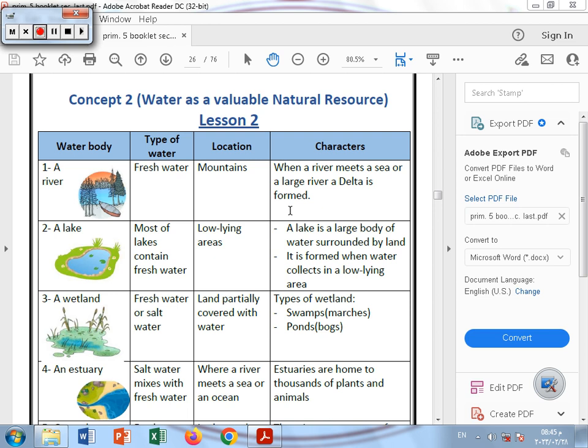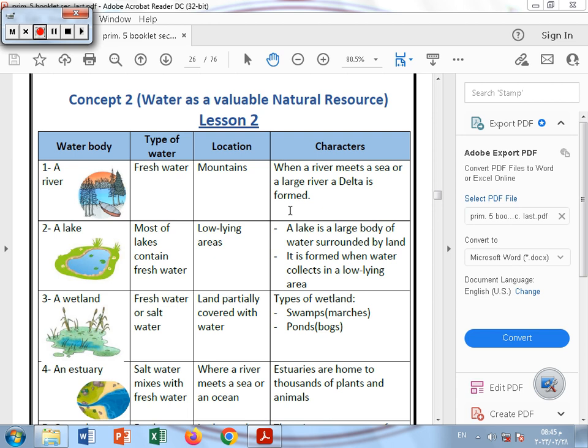Water body number 2 is a lake, and we know that most lakes contain fresh water, as we said in the last lesson. The location of lakes: lakes can be formed in any low-lying areas or low places. The lake is a large water body that is surrounded by land from all directions, and it's formed when the water collects in a low place.